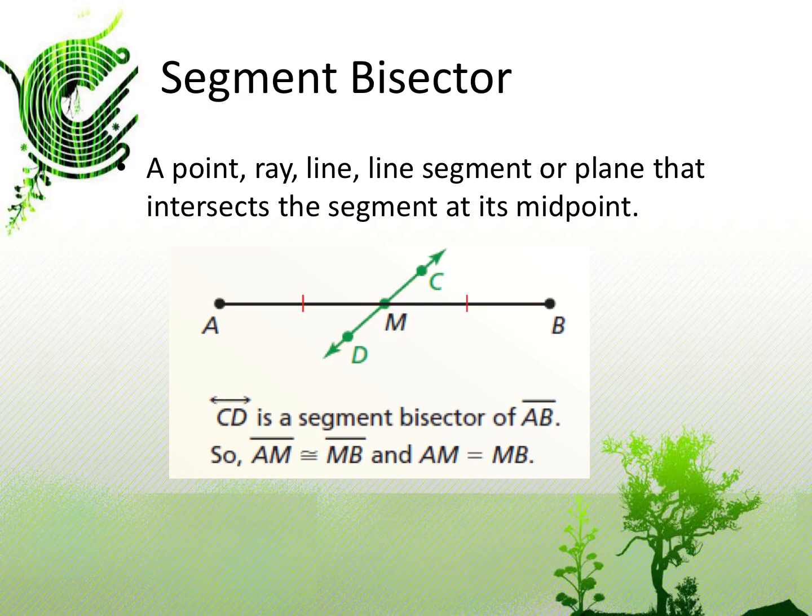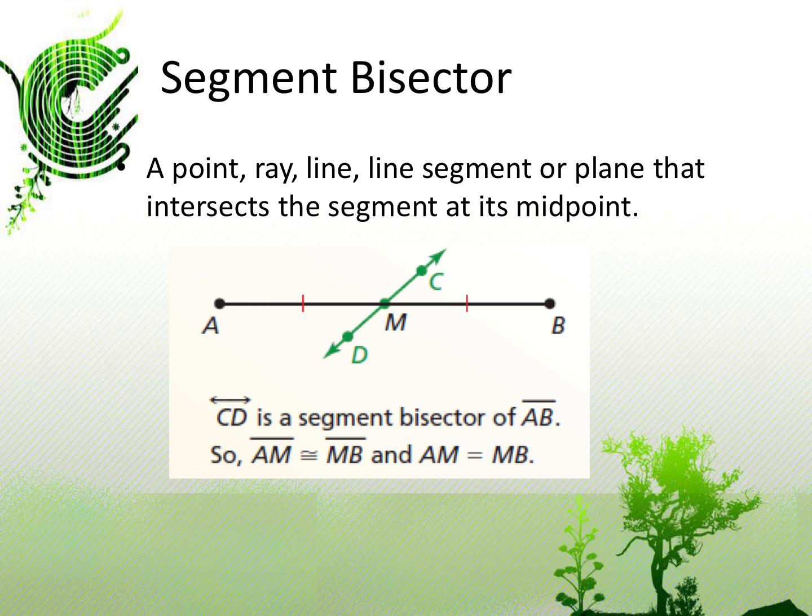So the next definition is that of a segment bisector. And a segment bisector could be a point, it could be a ray, it could be a line, it could be a line segment, or it could be a plane. Anything that is going to intersect a segment at its midpoint. Now, the thing that is getting bisected, it can't be a line, because remember, a line goes forever and we couldn't find the middle. It can't be a plane either, or a ray.